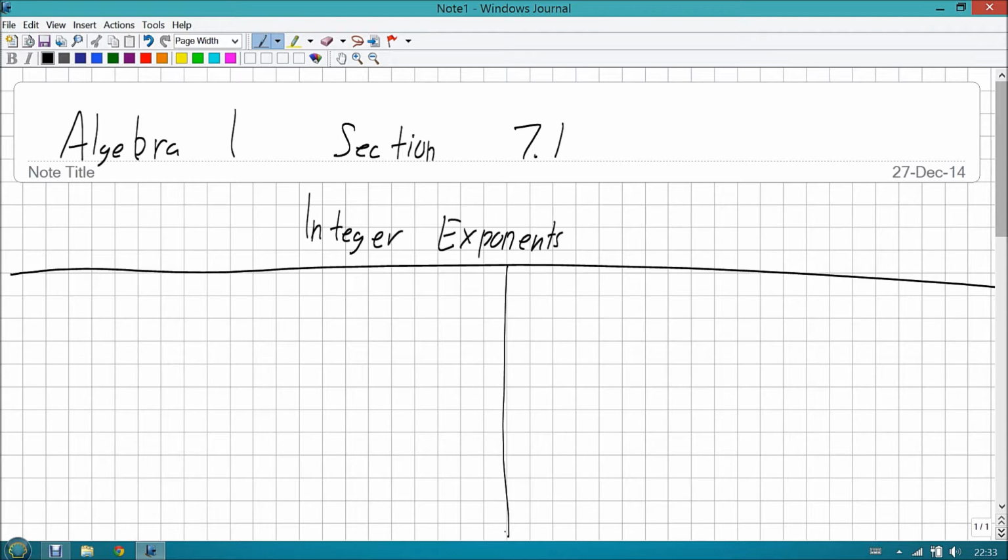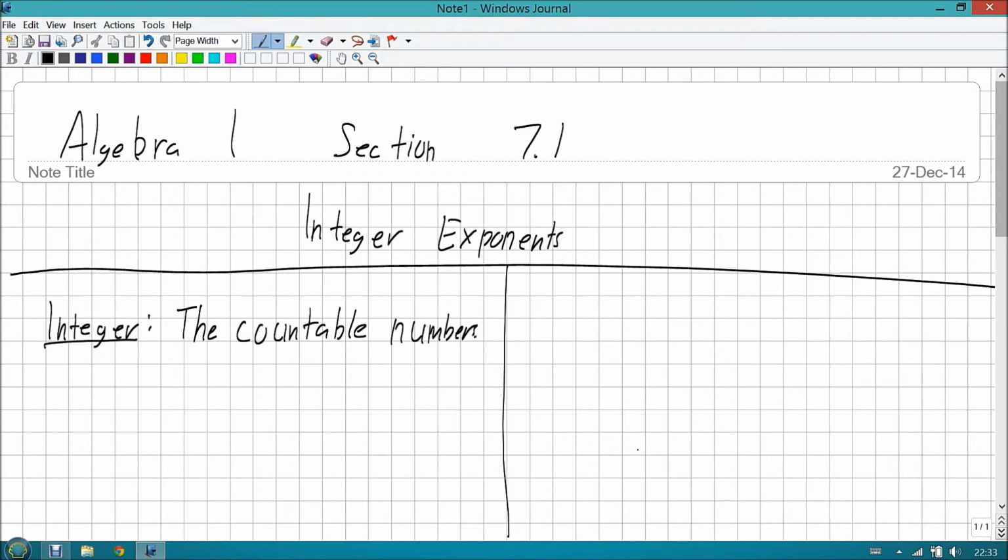Today we are going over section 7.1, integer exponents. So the question becomes, what is an exponent and what is an integer? Well, we already know what an integer is. An integer is a countable number. Integers are the countable numbers. So 1, 2, 3, 4, 5, 6, etc. So the countable numbers.